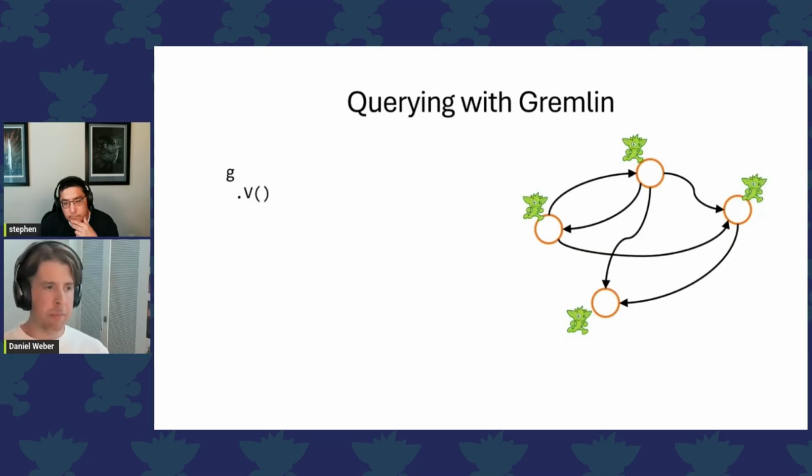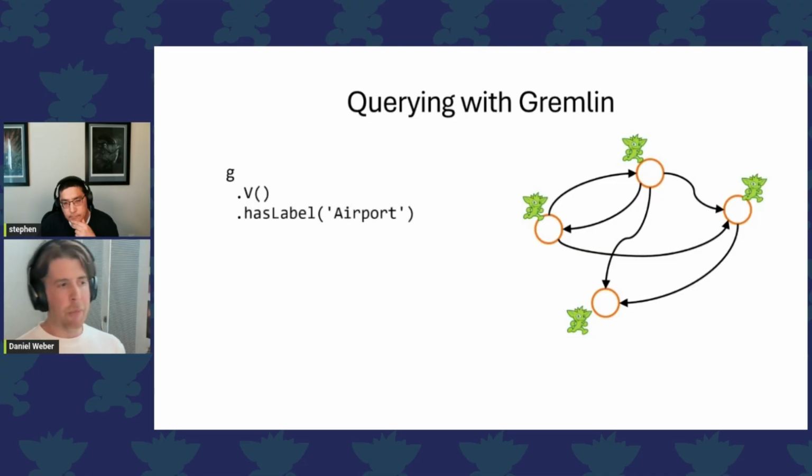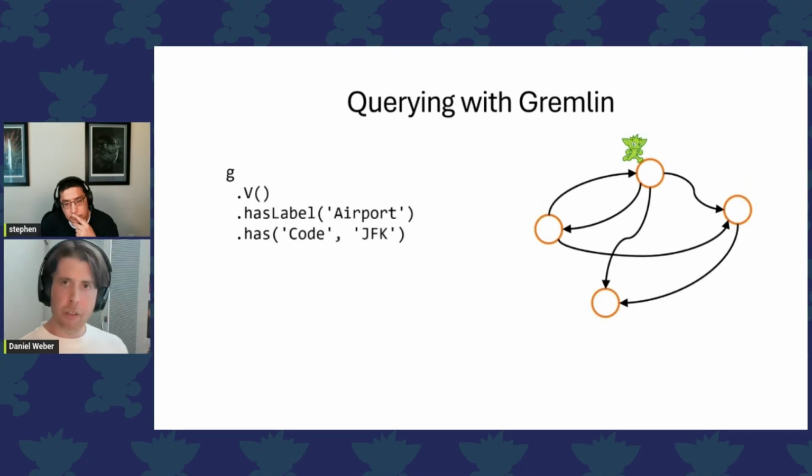You put them on certain vertices to start with. Could be all of them. That's what the uppercase V does. So you have a tiny little gremlin on all of the vertices. Now you filter those which have a label of airport. In our case, there's no filtering because they all have the label airport. And now you filter on those that have a code equal to JFK. This will leave just one gremlin.